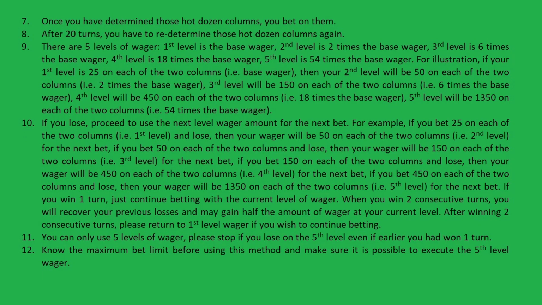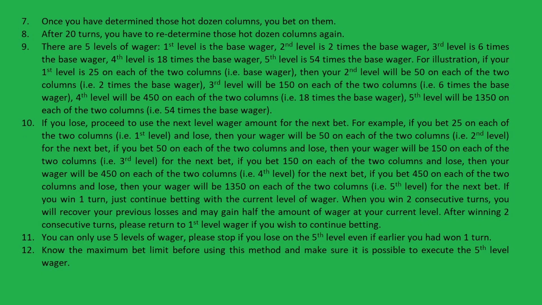10. If you lose, proceed to use the next level wager amount for the next bet. For example, if you bet 25 on each of the 2 columns, i.e. first level, and lose, then your wager will be 50 on each of the 2 columns, i.e. second level. For the next bet, if you bet 50 on each of the 2 columns and lose, then your wager will be 150 on each of the 2 columns, i.e.